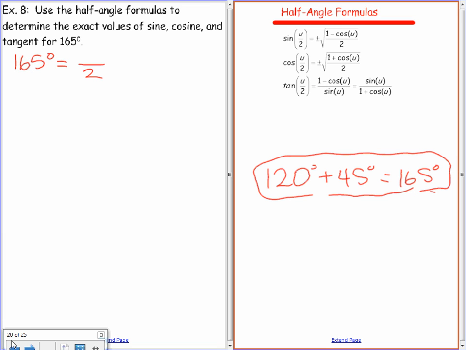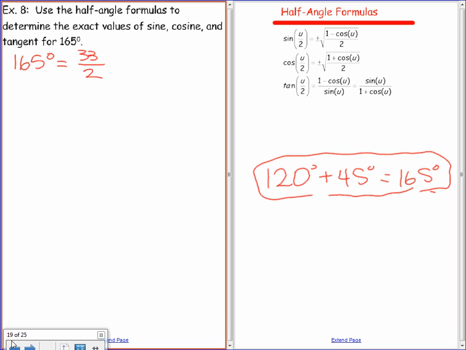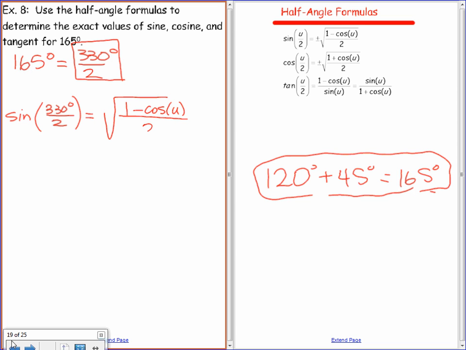So 165 is the same as 330 degrees divided by 2. This is the piece that we are going to use to evaluate things. In other words, I'm going to find the sine of 330 degrees over 2. This will allow me to use a half angle formula because it's divided by 2. The sine of a half angle is either plus or minus the square root of 1 minus the cosine of u over 2.